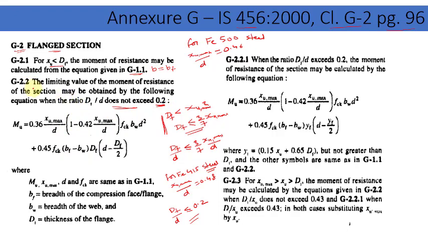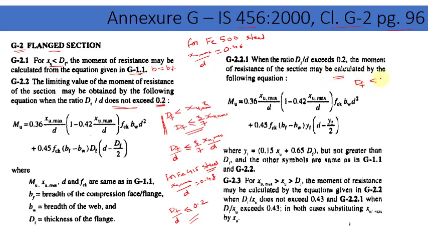So G2.2 is applicable for the case when you have depth of flange less than XU max and depth of flange less than or equal to 3 by 7 XU max. Accordingly, if you substitute the value of XU max by D in this expression, even for Fe415 steel and Fe500 steel, you will get the dF by D ratio not exceeding 0.2. Now, if you come to this case, same thing is applicable. What is the second subpart?